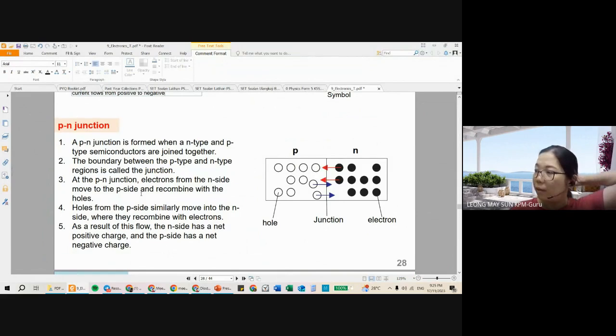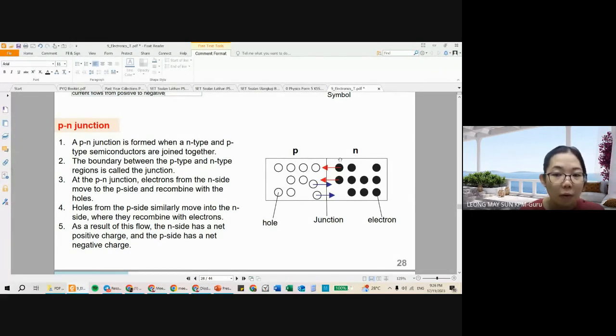Now let's go back to the PN junction. Okay, a PN junction is formed when an N-type and a P-type semiconductor are joined together. The boundary between the N and P-type is called a junction. Holes from the P side similarly will move to the N side where they combine with the electrons. So the most important thing is that you want the electrons in the N-type to go towards the holes at the P-type, and the holes need to move closer towards the N-type so the electrons can actually move.